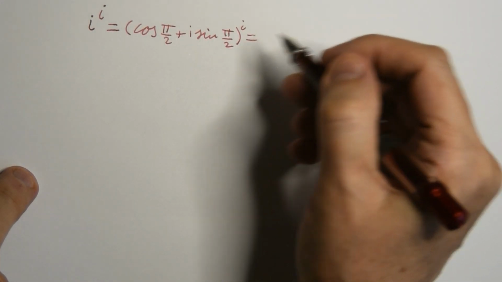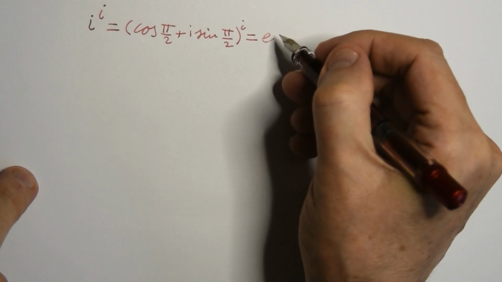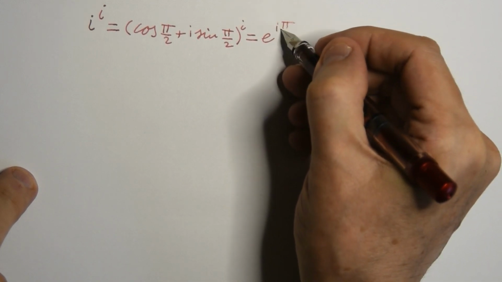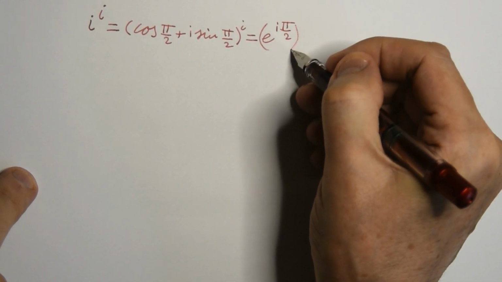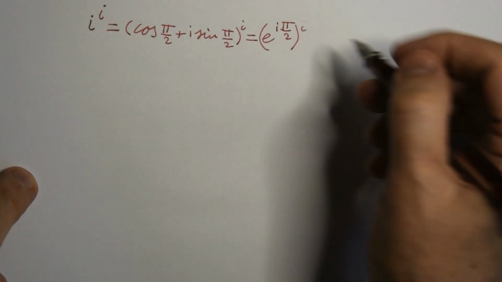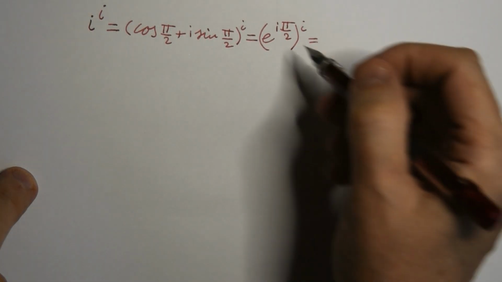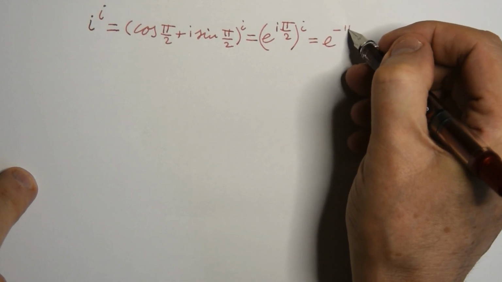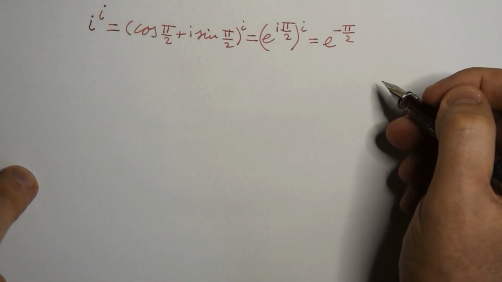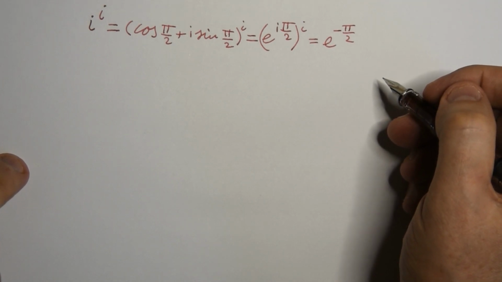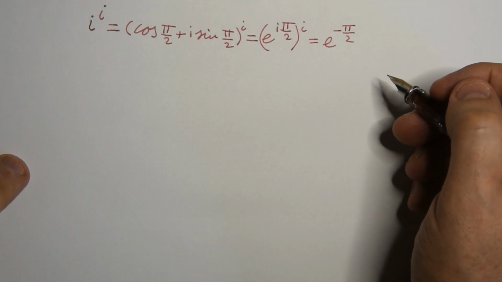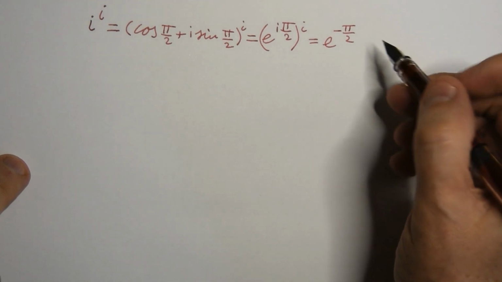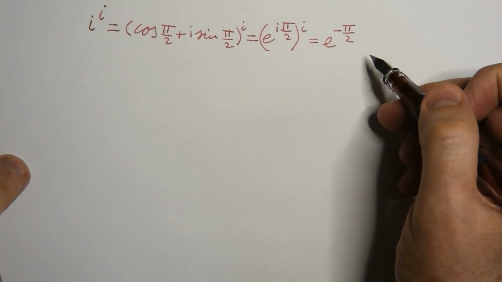And this can be written, with Euler's formula, as e to the power of i pi over 2, to the i, which is then e to the power of i times i, which is minus 1, so e to the power of minus pi over 2. What we calculated here is just the primary branch.